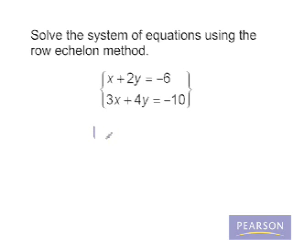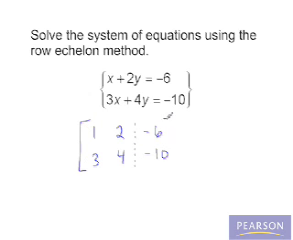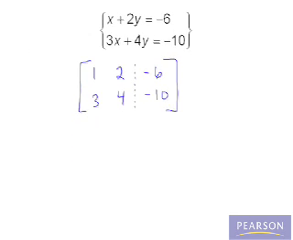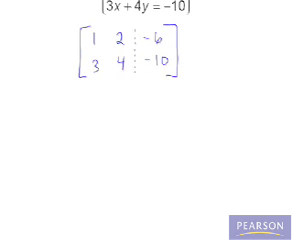We have 1x plus 2y equals negative 6 and 3x plus 4y is equal to negative 10. So here we have our augmented matrix. And now we're going to row reduce this augmented matrix. So step 1 would be to get the upper left hand corner to be a 1, and that is already the case, so I don't have to worry about getting a 1 there.